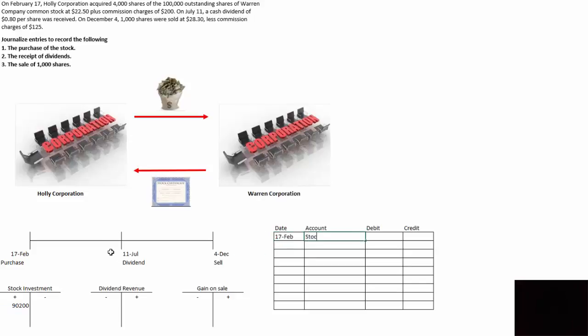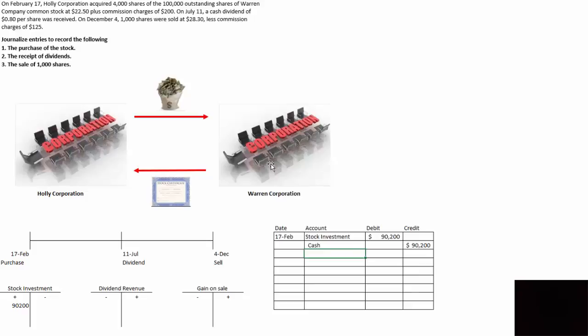So I would debit stock investment for $90,200. Subsequently, my cash decreases by $90,200. So an asset goes down, the cash goes down, an asset goes up, stock investment goes up. So the accounting equation is in balance. Both of these items show up on a balance sheet, and we are done with the acquisition of the stock.